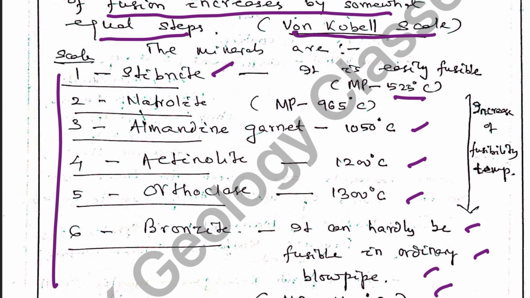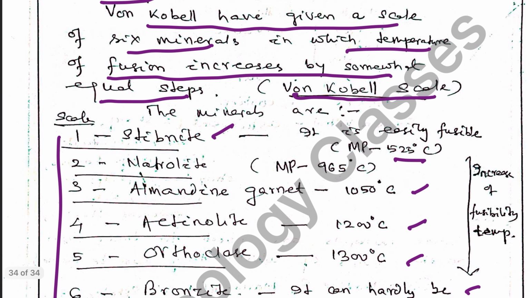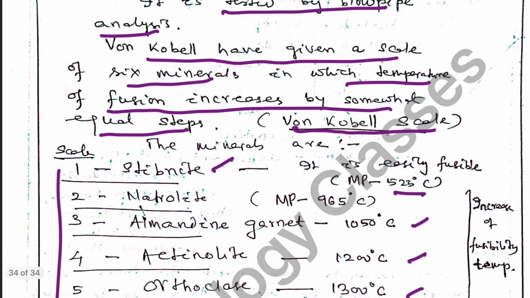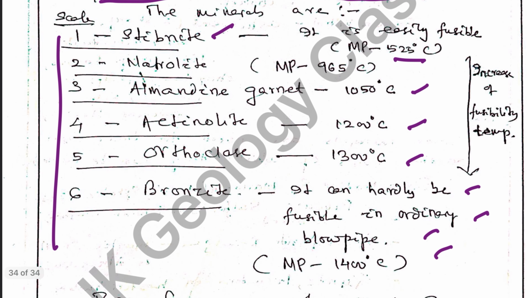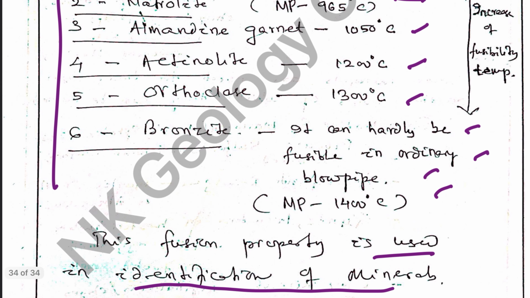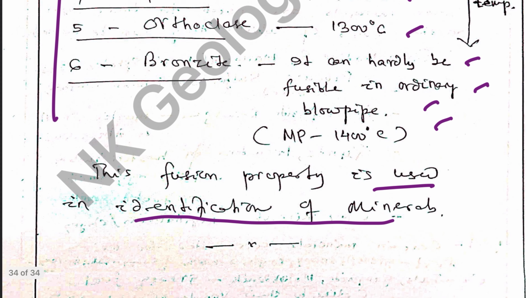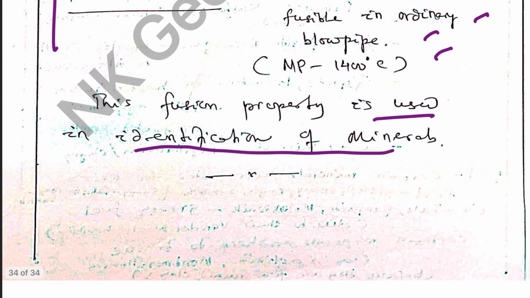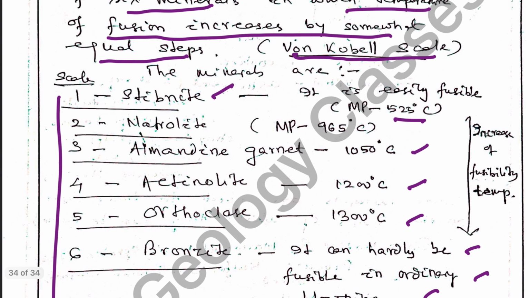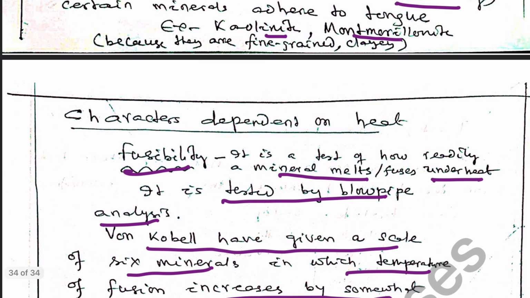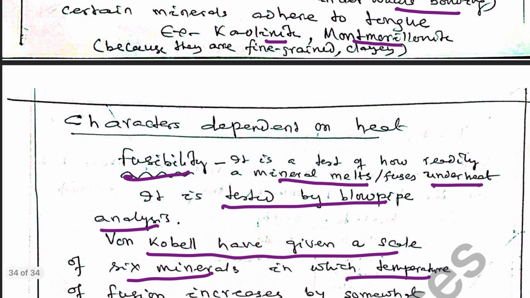So, this is the fusibility scale given by von Kobell, and through this we can identify these minerals: stibnite, natrolite, almandine garnet, actinolite, orthoclase, bronzite. They can be easily identified on the basis of their fusion temperature. So, this is all about the physical properties of minerals that I wanted to discuss, and I think I have covered all the properties, and I thank you all for giving a patient hearing to my talk.